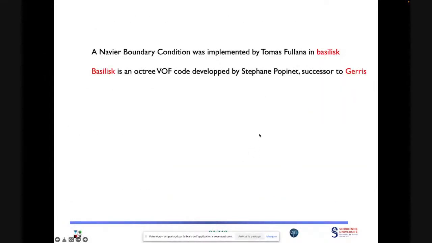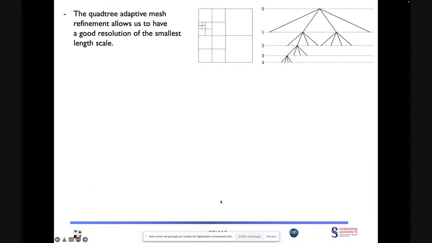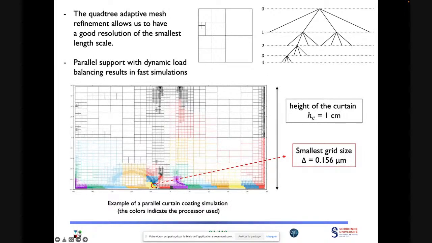And then later on, a Navier boundary condition was added to that by Thomas Fullana. So basically, again, in this ghost layer, in addition to the ghost reconstruction, we have a ghost velocity, and this gives us the slip length. We adapted this to a quadtree or octree code. So this is a view of the octree code. You subdivide squares into smaller squares and so on, and then you parallelize this. And so here the colors correspond to the processor, so you can really have a lot of computer power to deal with a very, very small region here.